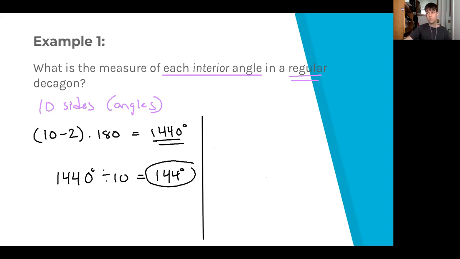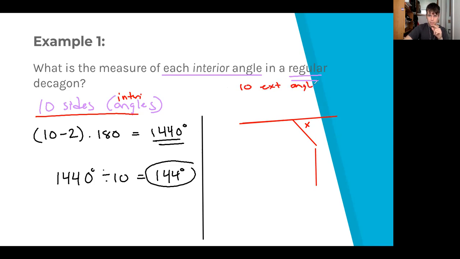The other way to have solved this problem is to actually use the exterior angles. Let's say we have a polygon, a regular decagon. If we extend our sides out, we can figure out what the outside angle is. Just like this, there's going to be 10 sides and 10 interior angles. There will also be 10 exterior angles.